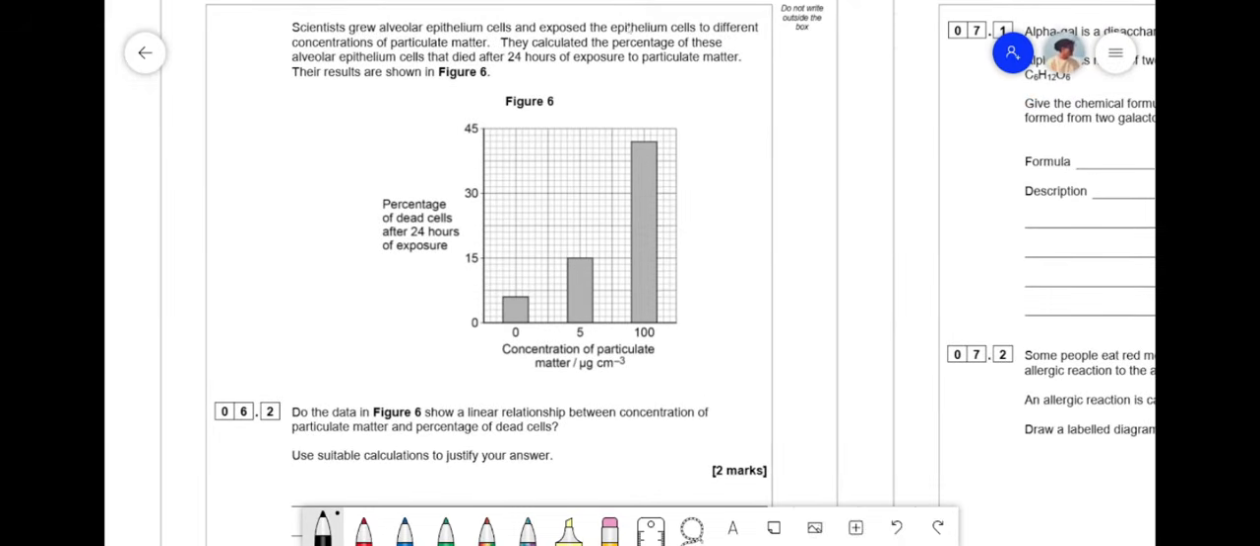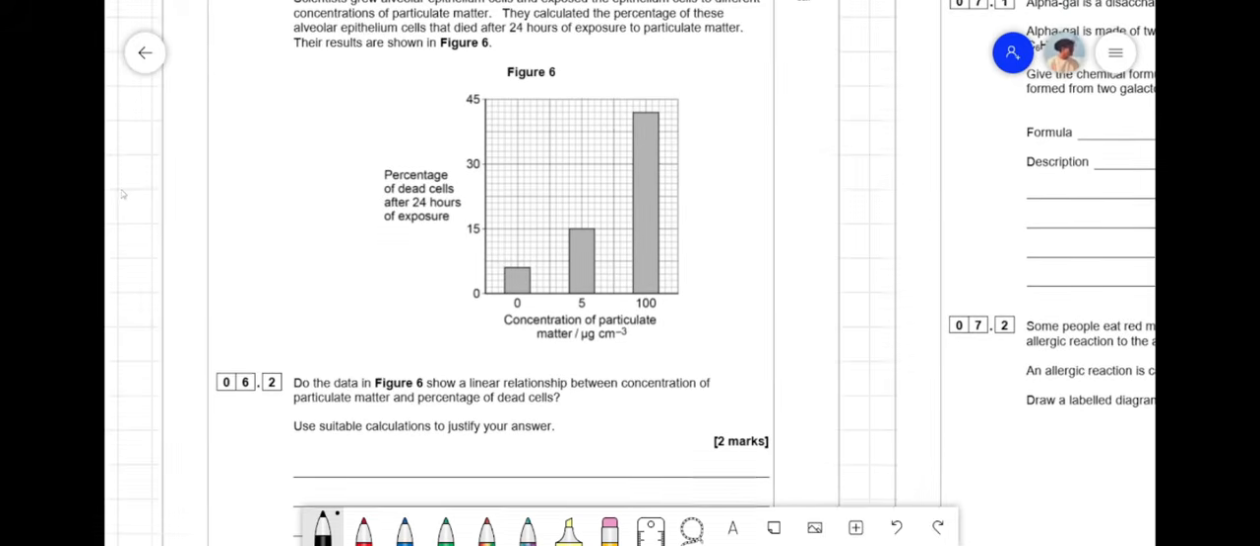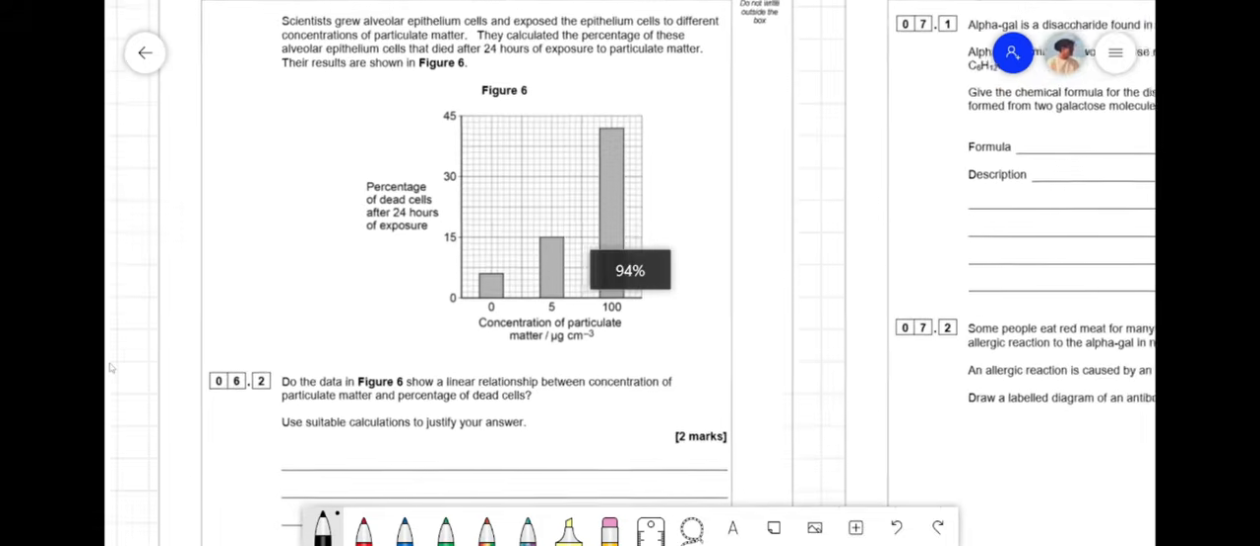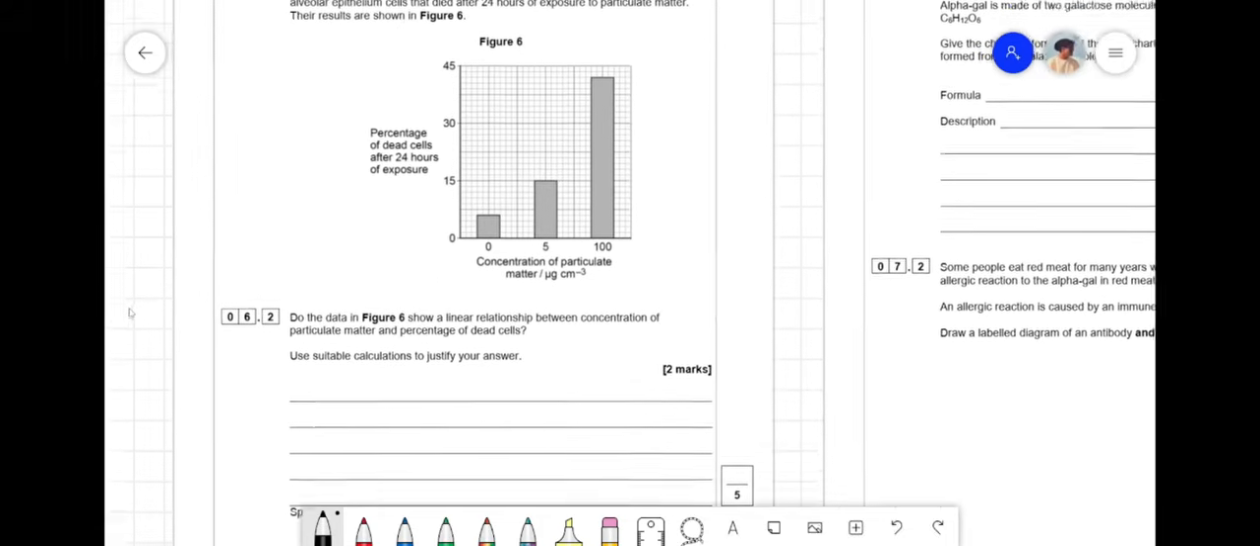Scientists grew alveolar epithelium cells and exposed them to different concentrations of particulate matter, and they calculated the percentage of these alveolar epithelial cells that died after 24 hours of exposure to particulate matter, and their results are shown in this figure. So it's asking you, do the data show a linear relationship between concentration of particulate matter and the percentage of dead cells? Use suitable calculations to justify your answer.